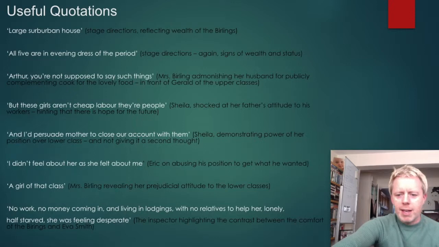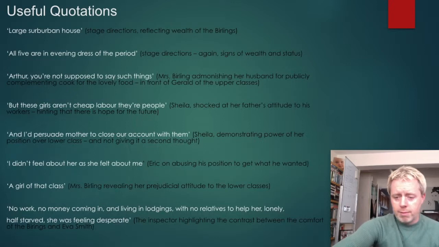It's crazy. And his wife points this out to him. Arthur, you're not supposed to say such things. In other words, you don't acknowledge the help at all. Okay, so she's admonishing her husband for publicly complimenting the cook for the lovely food in front of Gerald. So another reflection on the upper class's attitude towards those who work for them.